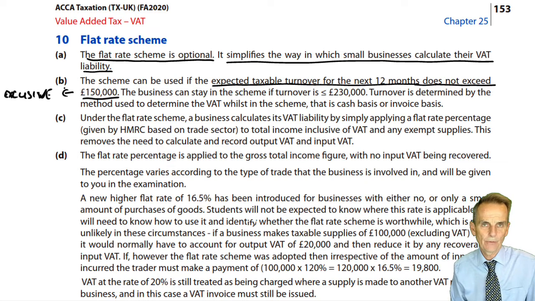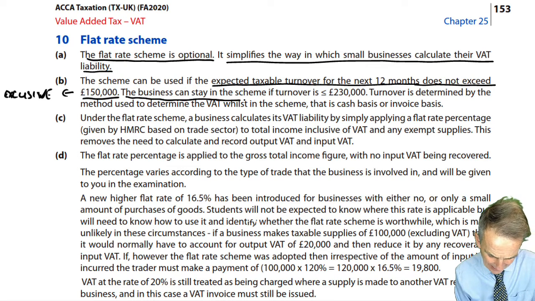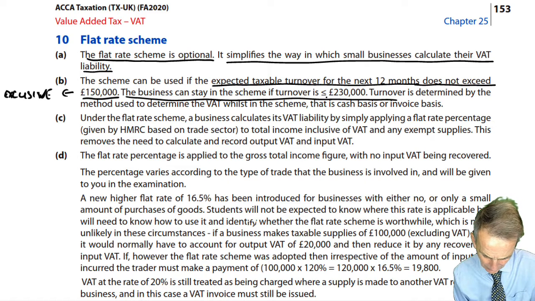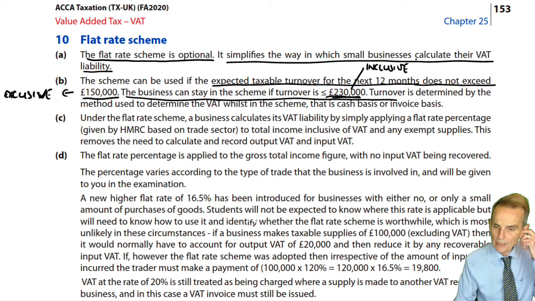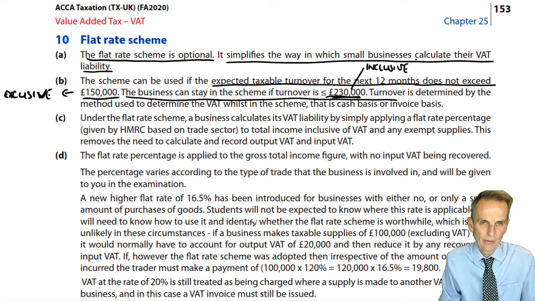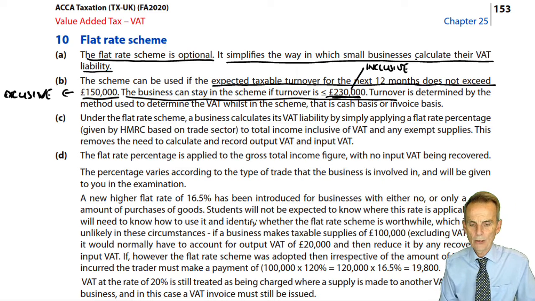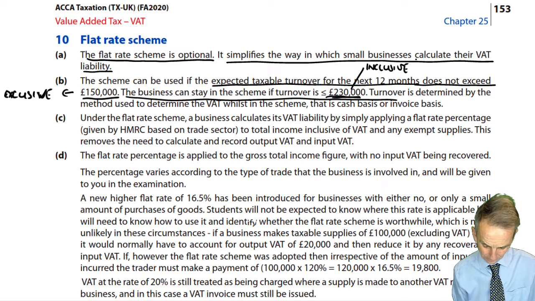If we go above that level, then we are obliged to leave this flat rate scheme. The business can stay in the scheme if turnover does not exceed 230,000. Note there that 230,000 is then inclusive of VAT. Bit of an odd one this, the 150 is VAT exclusive. As regards that's the level of sales you must be below to be able to join into the scheme. But when your VAT inclusive sales exceeds their 230, then you are obliged to leave the scheme.